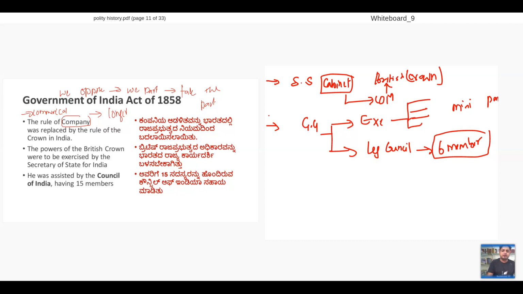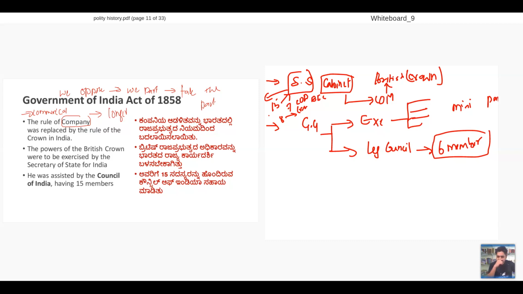And the Secretary of State had 15 people to advise him. Seven are from the COD, Court of Directors of the British East India Company, and eight of them are appointed by the Crown. So this was the complete administrative structure of the British, in India and Britain. Clear?